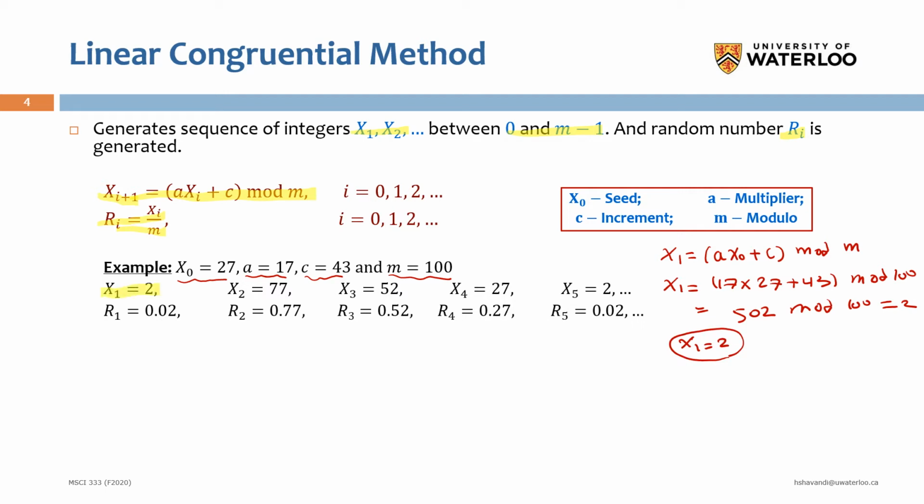Now if we continue the calculation, x2 will be 17 times x1, which is 2 here, plus 43, and then take the mod with 100. This number will be 77. Since it's less than 100, the remainder will be 77, so here we have x2 as 77. It's so easy. We do the calculation based on this relationship, and after calculating the xi's, the integers, we divide them by m, and then we will have the random numbers.